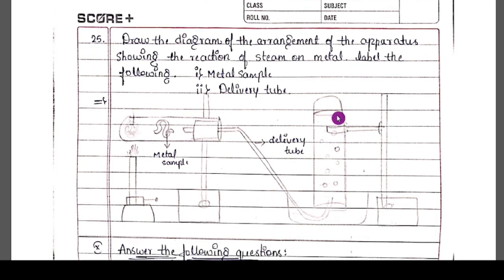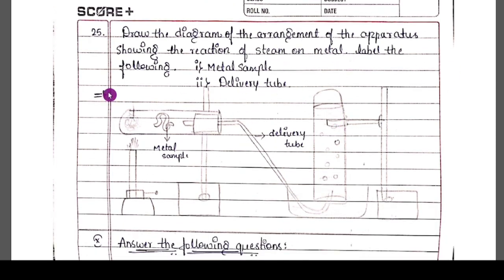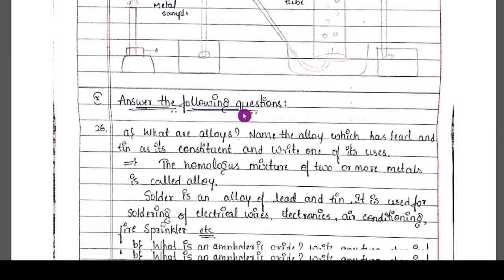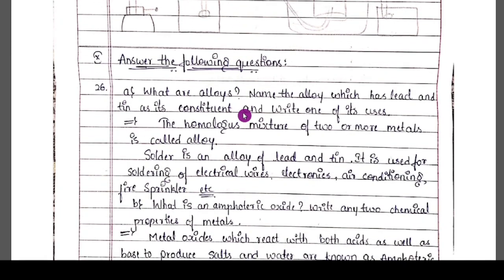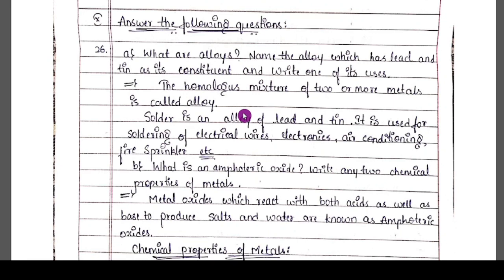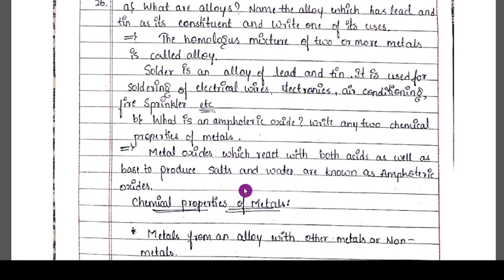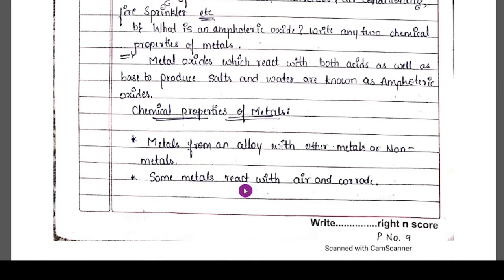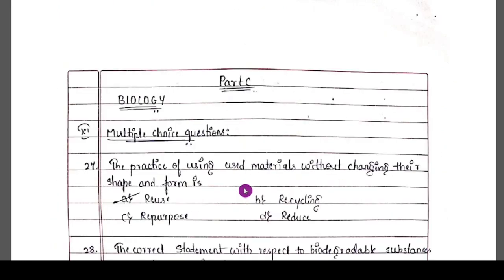Next one, 25th question, draw the diagram of the arrangement of the apparatus showing the steam on metal, and label the following. Here you have to draw the metal sample and delivery tube. Diagrams are a must, so you practice it. Then 10th mark, answer the following question. Here I have given the questions because I am not going to explain, I am just showing that.